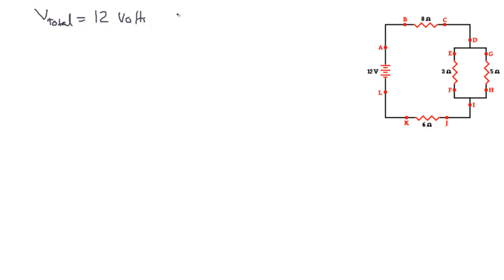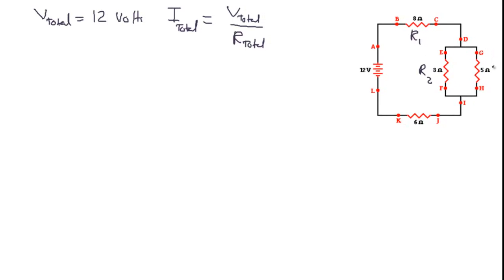Now to find R total and I total, we know I total, the total current in the circuit, will be equal to the total voltage over the total resistance, which will be the resistance equivalent to those 4 resistors. Let's call the 8 ohm R1, the 3 ohms R2, the 5 ohms R3, and the 6 ohms R4. So to find the total current, we need to find the total resistance, and in order to find the total resistance, we have to find the sum of the resistors.